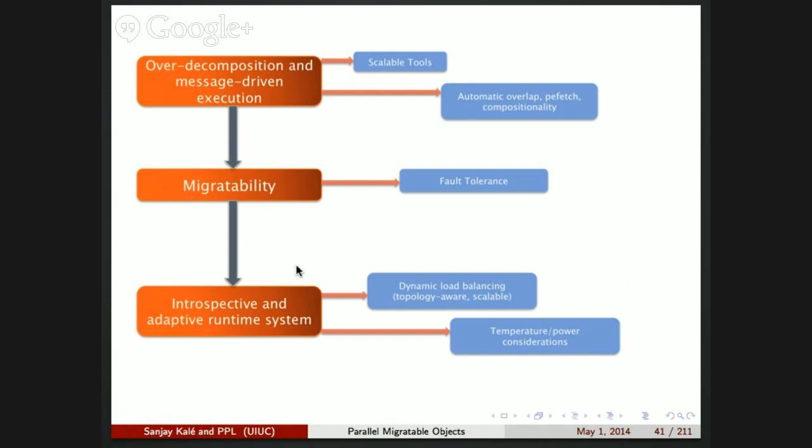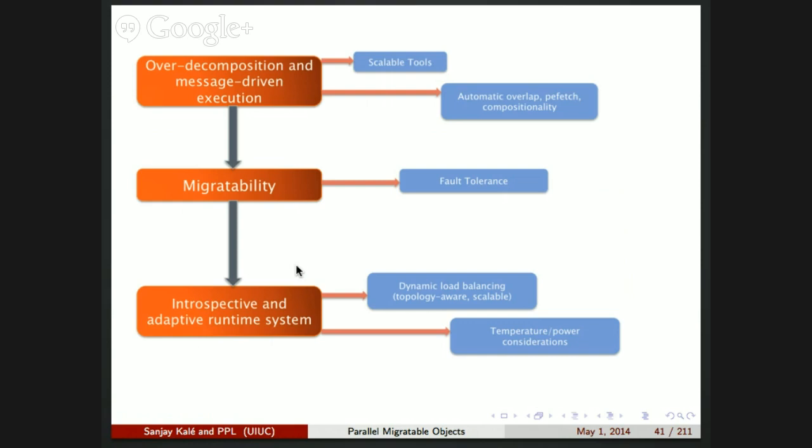With migratability, many other features get enabled, like load balancing and fault tolerance. The runtime system will migrate the chares from the process that is dead, which has already checkpointed some of its data into the buddy process. When we have to restart, we'll move all that information to a new process. That's because we can migrate these chares. And there's job malleability and many things that we can do with migratability enabled.